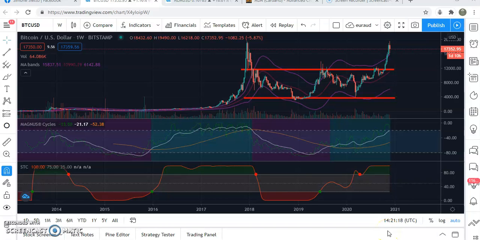Today we'll be analyzing Bitcoin and Cardano against the US dollar. We will try to see where they might move over the next weeks and months, and we will also be verifying our predictions made in September and October. For the current study, I will be analyzing the cycles.